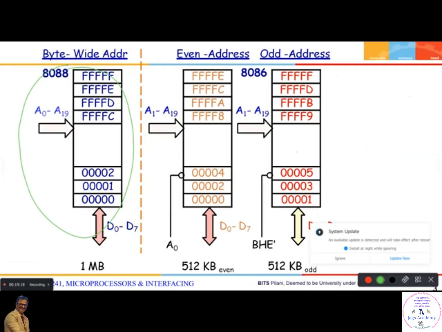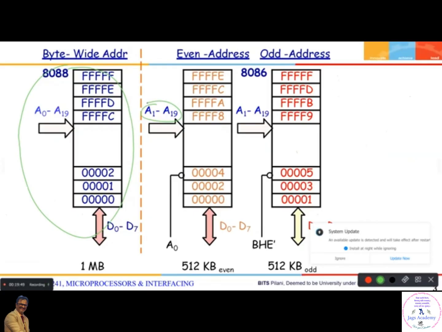So why do both have A1 to A19? In the 8086, both have A1 to A19. Both require the address lines. Now see here, just try to understand why only A1 to A19. A0 is used to select your even bank and odd bank.